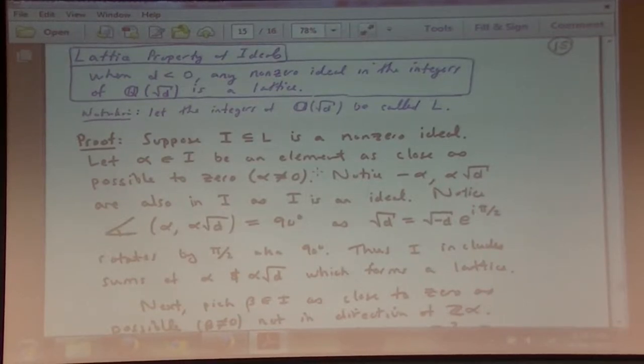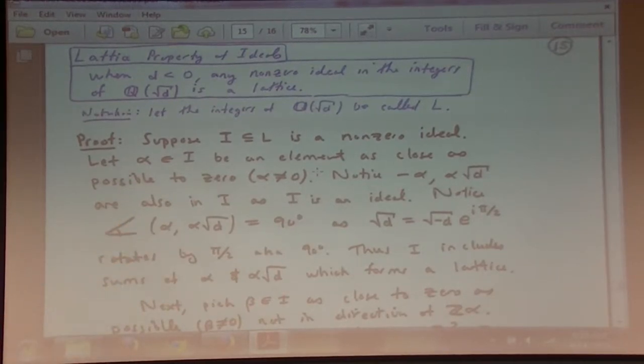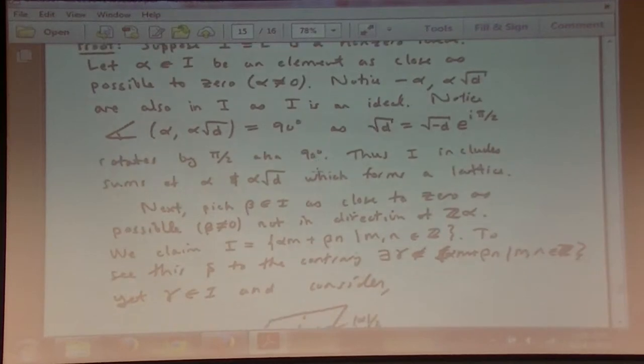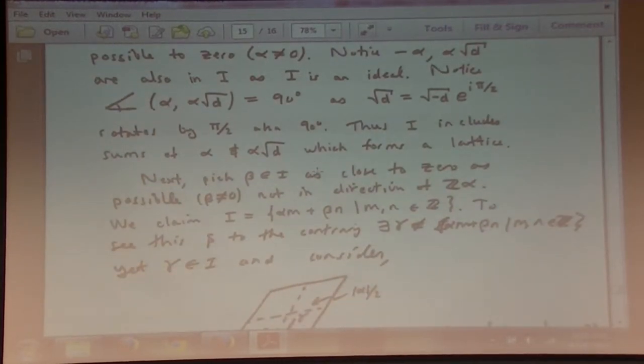So that shows that if you pick the smallest element and use the ideal property, you automatically get two things in there, and you definitely get a lattice. The question is, is that all there is? So suppose there was something else. Suppose you had beta in I, close to zero, not in the direction of alpha.